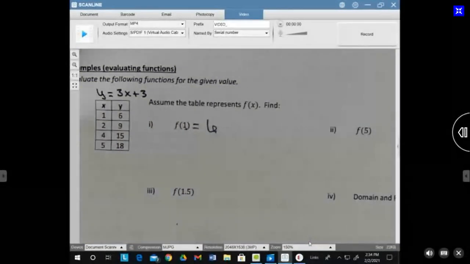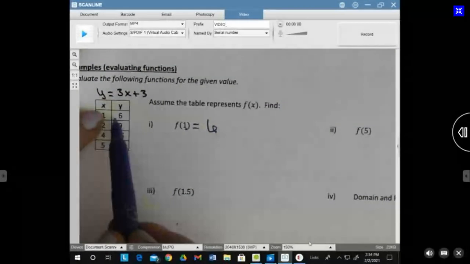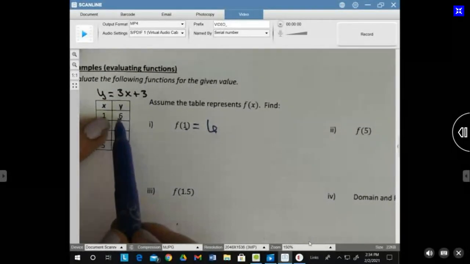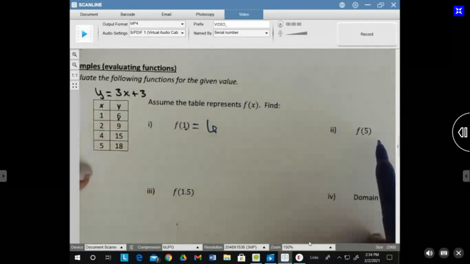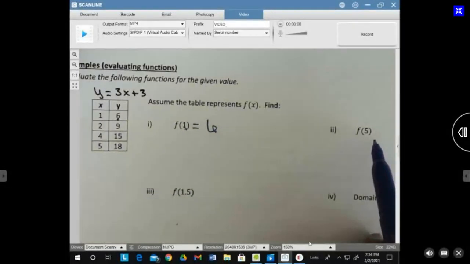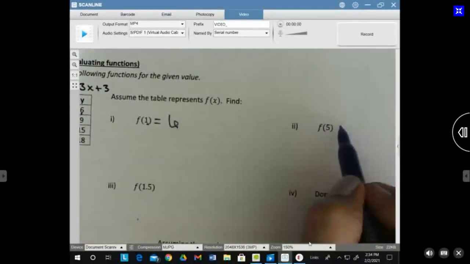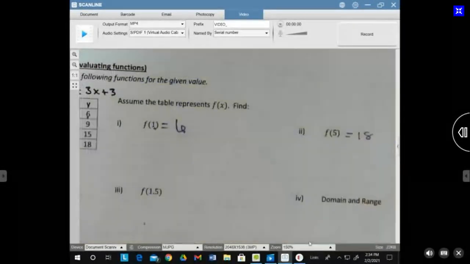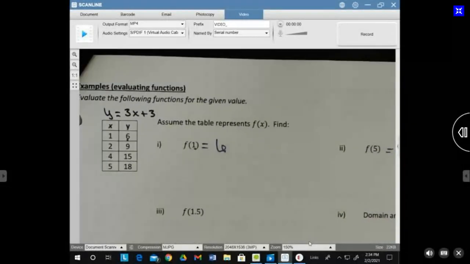The 6. When x is 1, y is 6. Well, what about 5? What's f of 5 going to be? Good. All right, now where are these numbers coming from?